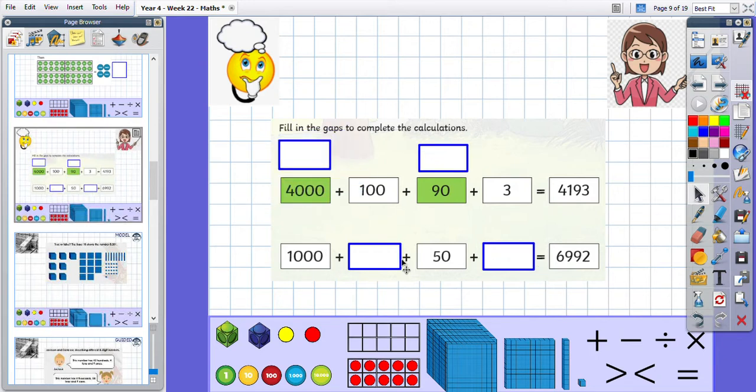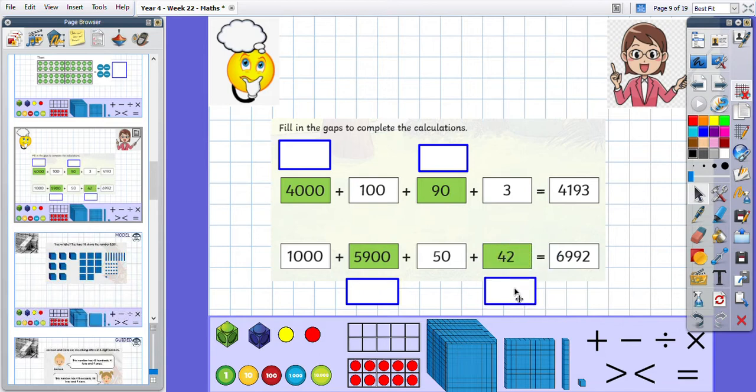Now this time our number isn't partitioned in a standard way. This is non-standard partitioning because we've got 6,000 here in our end number, but we've only got 1,000 in our first column. So we need to use non-standard partitioning this time. Okay, so you may have found that we have 5,942.